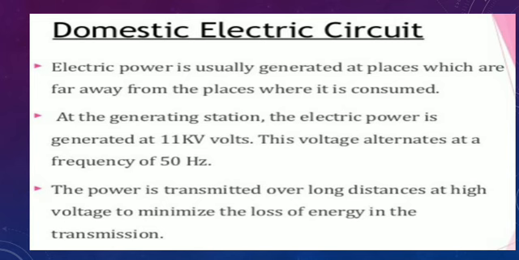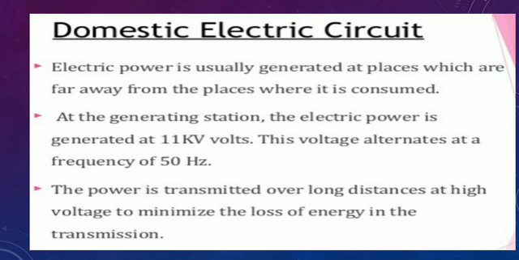At the generating station, the electric power is generated at 11 kilovolts, not kilowatts, kilovolts. This voltage alternates at a frequency of 50 hertz. So the frequency of the current is 50 hertz. Hertz is the unit of frequency.